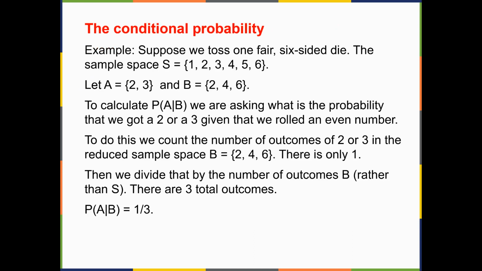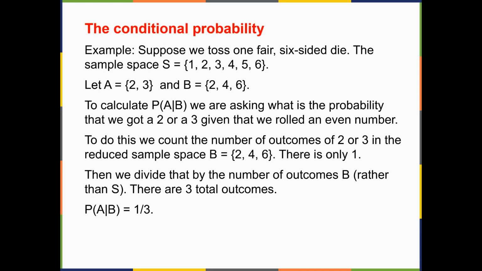Let's look at an example. Nice, straightforward example. We have our 1 fair 6-sided die, and our sample space is 1, 2, 3, 4, 5, and 6. Let's let event A be that we rolled a 2 or a 3, and event B be that we rolled an even number, so a 2, 4, or a 6.